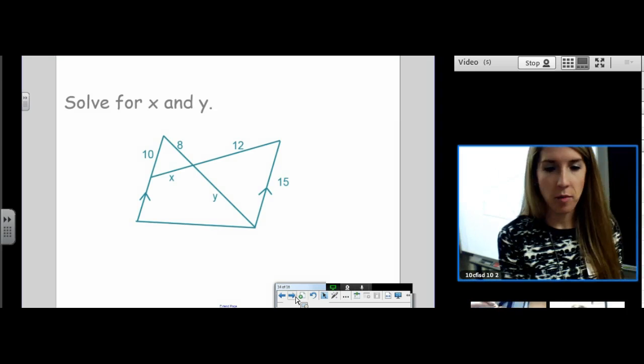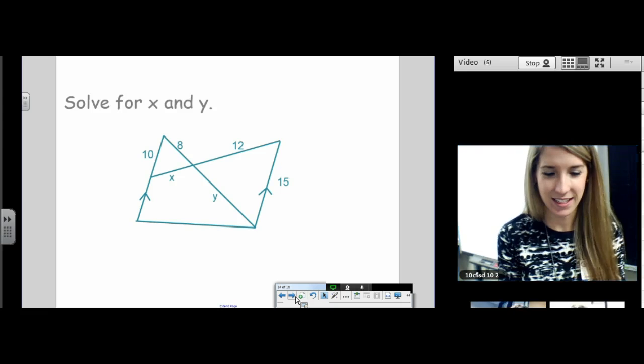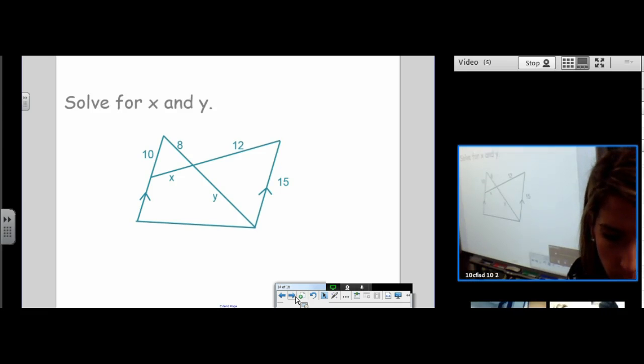This is our last problem of the day. Solve for X and Y, please. Last problem. You don't know where they are? What are you talking about?